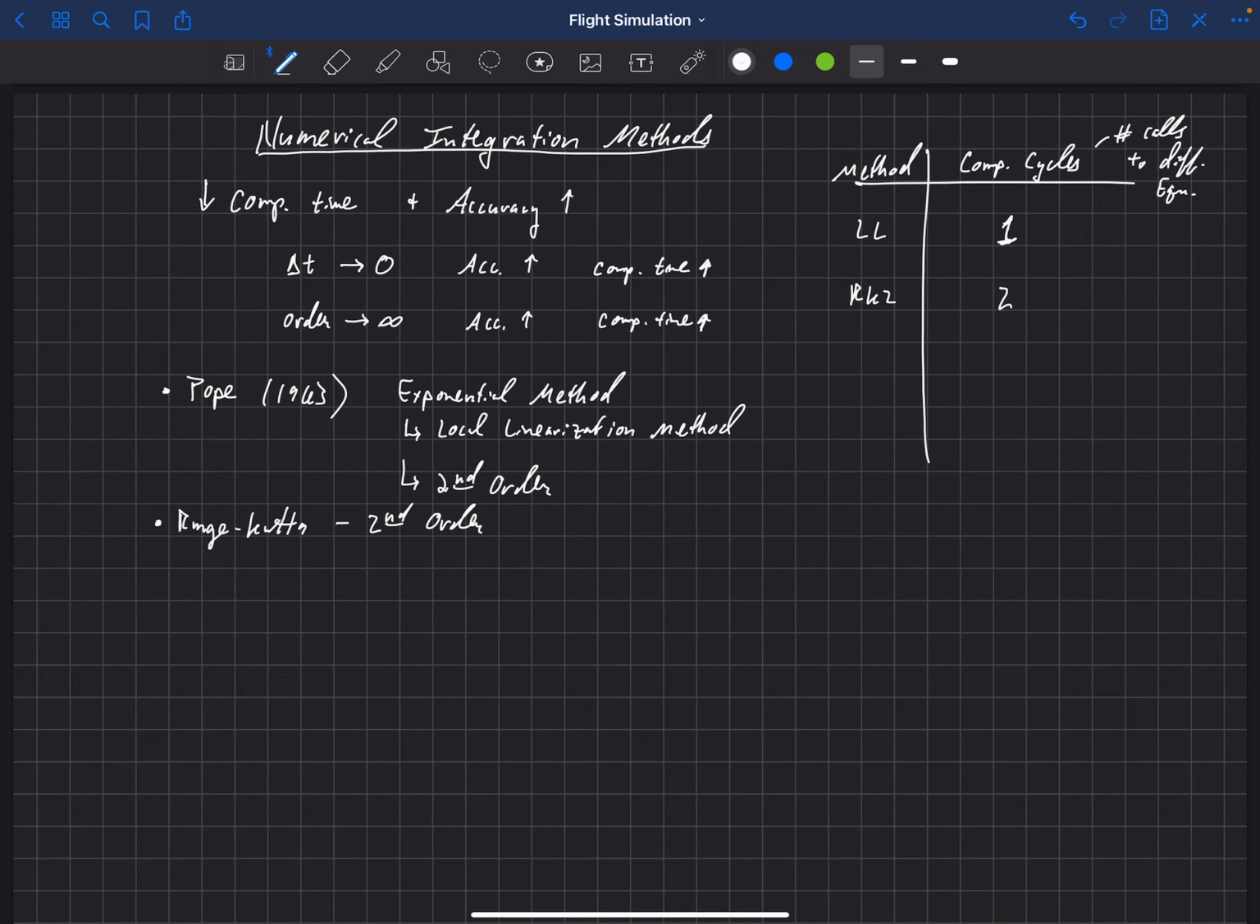Then, let's just include RK4 here. With Runge-Kutta, you can use a fourth order integration method. Like I said, that's the most common, so we're going to call that RK4. That requires 4 calls, or 4 computational cycles per time step.